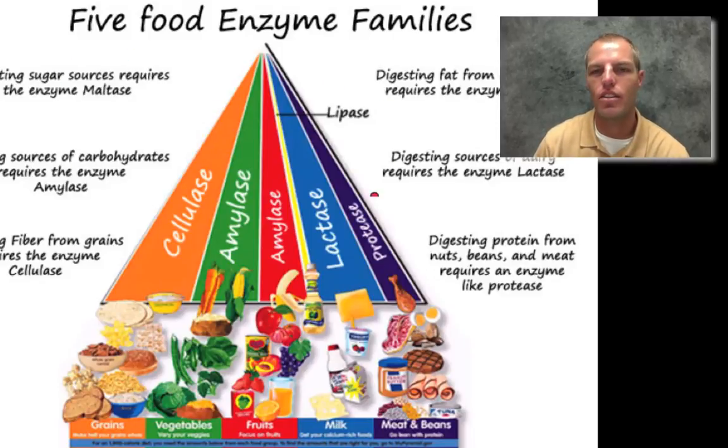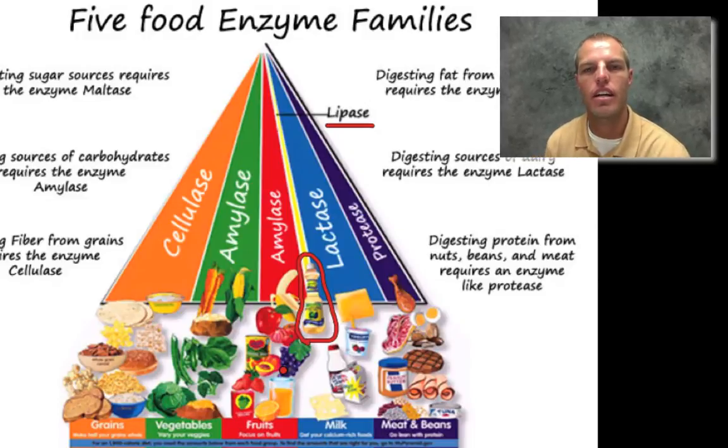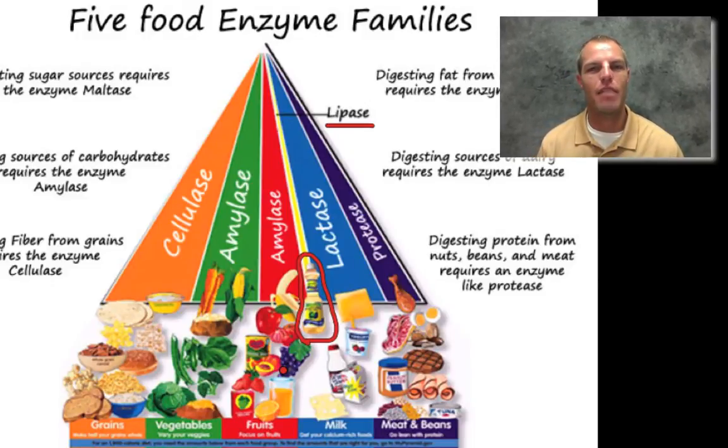If you look here, I've got a little chart of what are called the 5 food enzyme families. Just to bring your attention to a couple, up here you have lipase. Well, guess what that acts upon? Lipids. It's an enzyme that, if you look down here, will act upon oils like this lipid here. So lipase is an enzyme that will help break down oils or lipids.